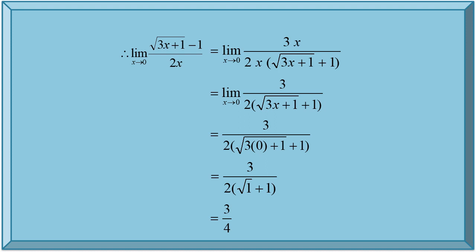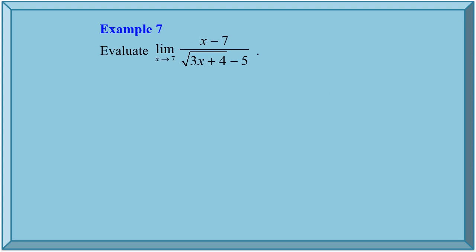Okay, right? Simple, right? We just have to expand the one with its conjugate. So, example 7. Evaluate the limit of (x minus 7) all over (square root of 3x plus 4, minus 5) as x approaches 7. So, we substitute 7 into the function. We will get 7 times 3 is 21, plus 4 is 25. 5 minus 5 is 0. So, we get 0 over 0 right here.